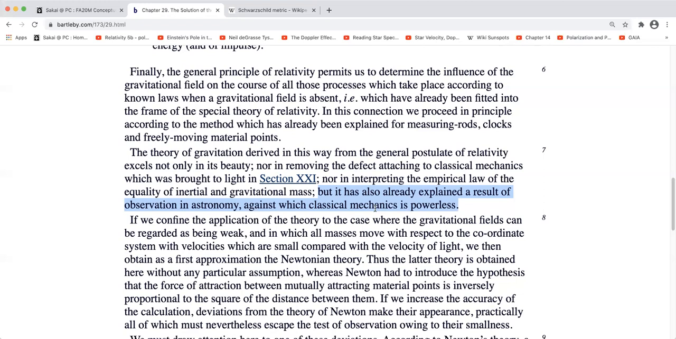And the reason why it rotates is because the outer planets, Venus, Earth, Mars, and Jupiter, are tugging on the orbit of Mercury. And in that video, Tyson said that there was an extra amount of rotation that was not explained by Newton's law of universal gravitation, that is classical mechanics. And that explanation comes from the general theory of relativity. So that again is what Einstein's referring to here when he says, explain the result of observation in astronomy.